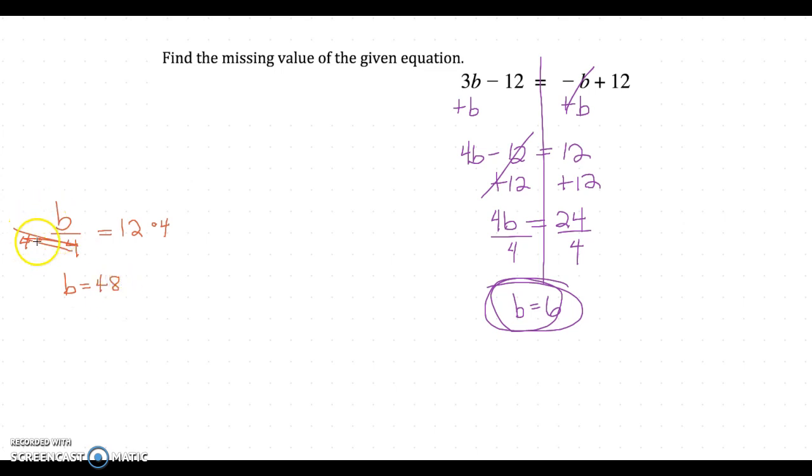So that's one common thing that I see that we need to make sure we know how to do.